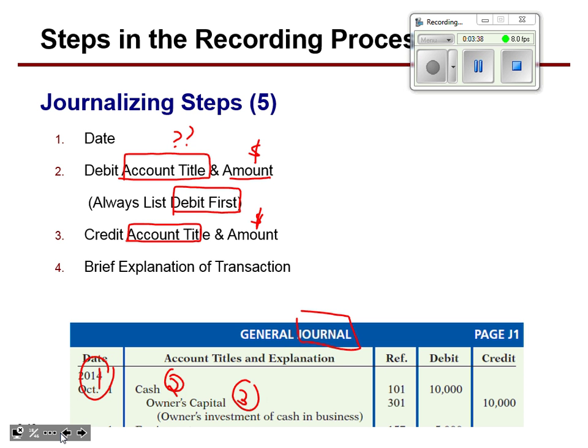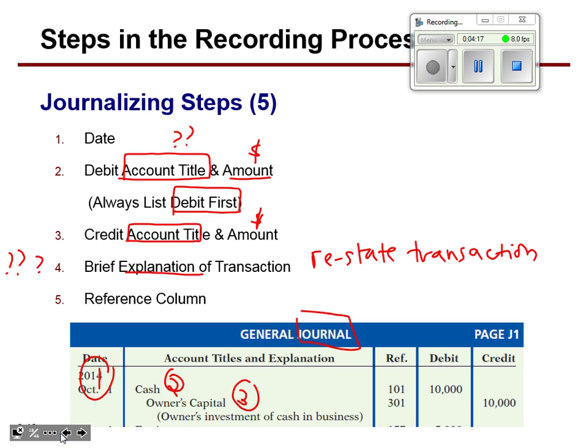Number 4, I don't know if I love this one. When I learned accounting, I didn't learn it this way. I've only seen this in the college level, collegiate level books. Number 4, they want a brief explanation of the transaction. So I always tell students just restate the transaction. As we get deeper into the book, they say you can omit explanations. So number 4, I don't know if I love it. You'll see me skip it often because I didn't learn accounting that way.